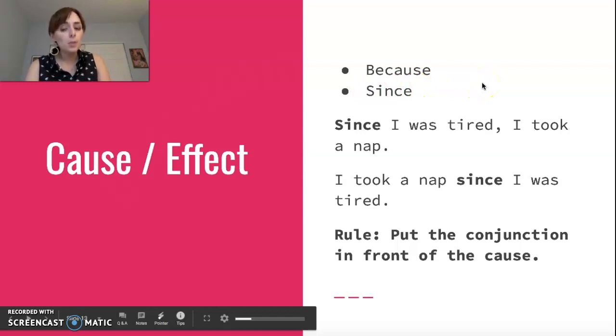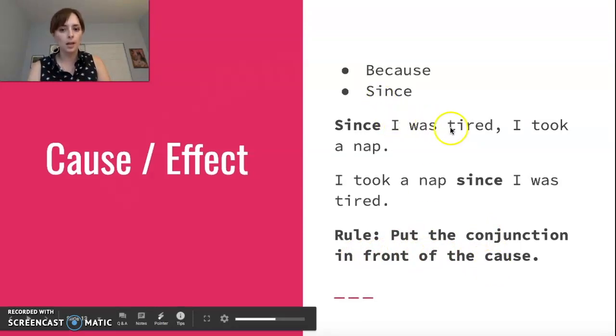So since I was tired, I took a nap. I took a nap since I was tired. Again, you can always do these either way, okay? Either order. So let's look at the sentence more closely. We have I was tired and I took a nap. So what is the cause? The cause is I was tired. The effect or the result is I took a nap. So the rule is to put the conjunction in front of the cause, okay?